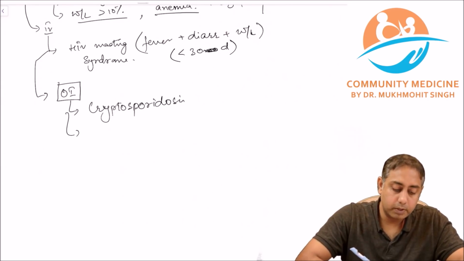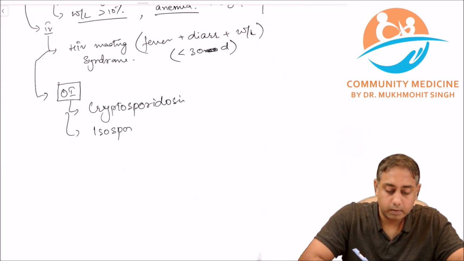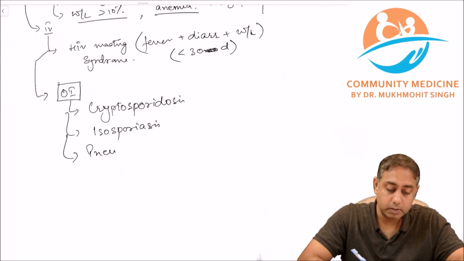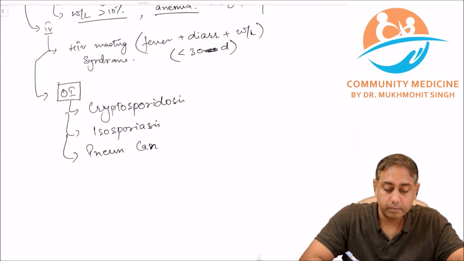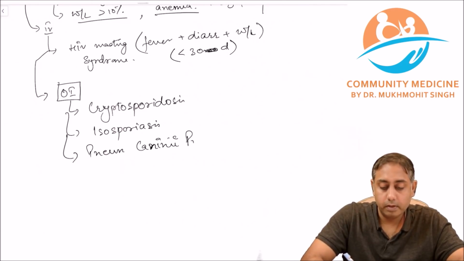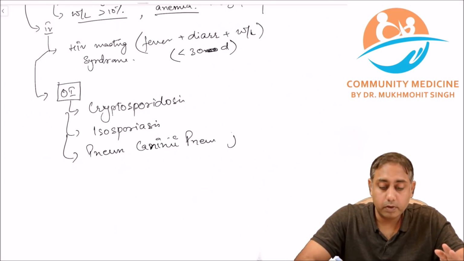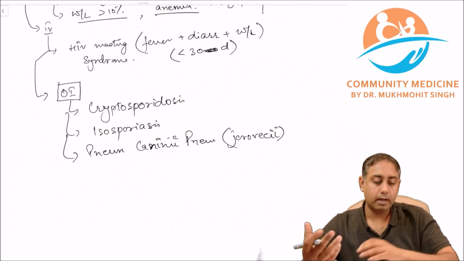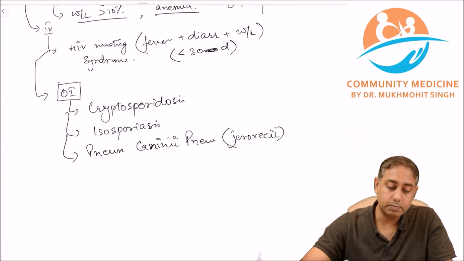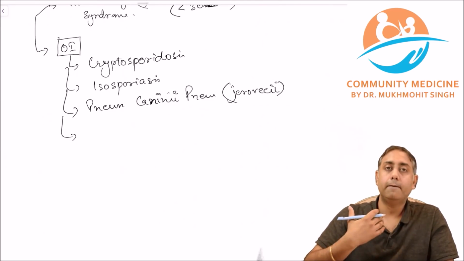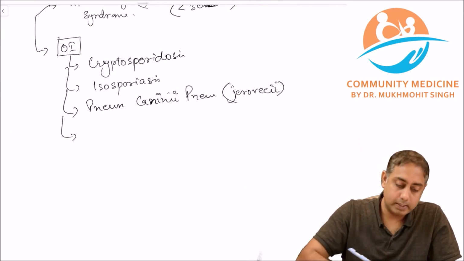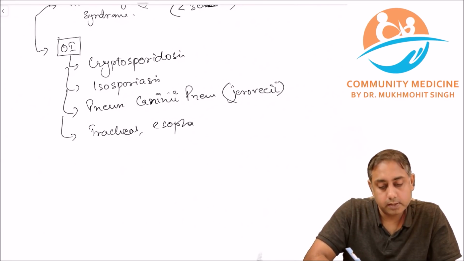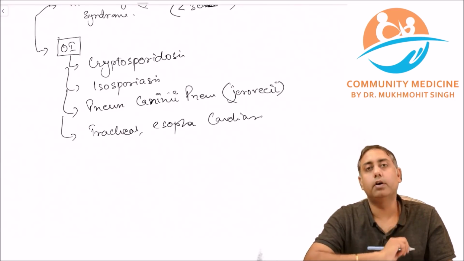We can have isosporiasis, or we can have opportunistic infection like Pneumocystis carinii pneumonia. Now it is known not as carinii, now we call it jirovecii. Pneumocystis jirovecii pneumonia, or carinii is the old name, cryptosporidiosis, isosporiasis, or we can have some organ involvement, candidiasis, so tracheal candidiasis, or we can have esophageal candidiasis. All these are features of opportunistic infection.